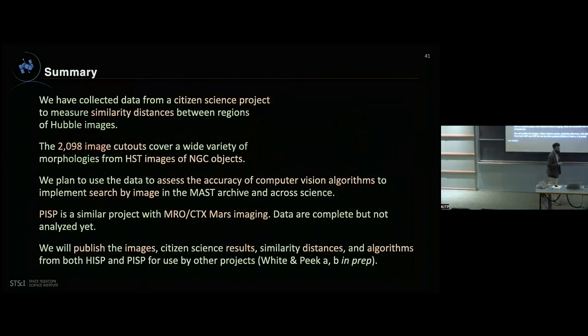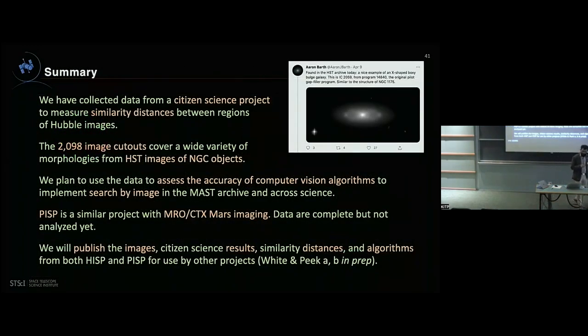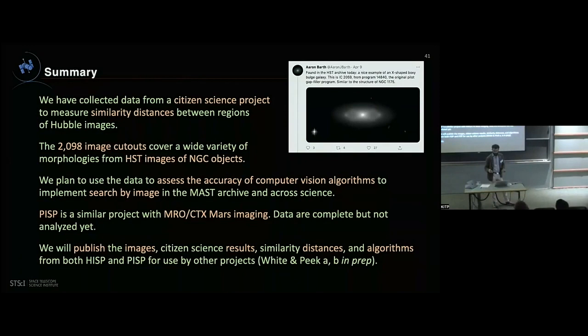Okay, so here's a summary. We collected data from the Citizen Science Project. There's lots of these cutouts. We're going to use this to test accuracy of various different methods.